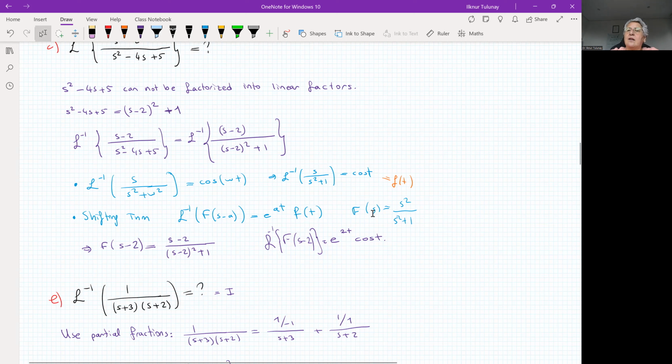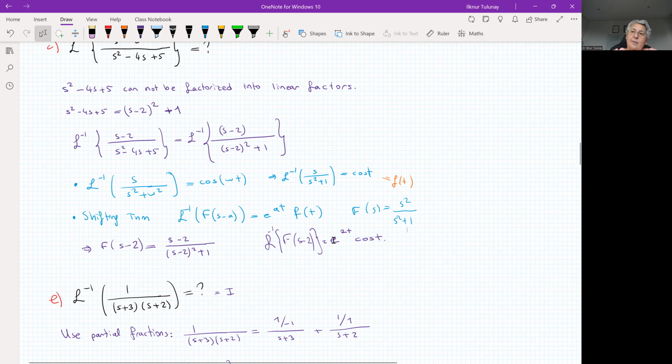F(s), the inverse Laplace transform F(t). So that is cos t, right? The inverse of this is cos t, and the shifting factor is exponential. What is the shifting factor for us? It is 2. So this is e^{2t}. I hope it is clear now.